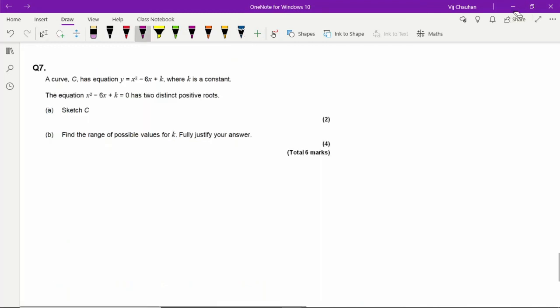So as always, it's always good practice for you to state what topic this question refers to. So this is referring to discriminants and sketching quadratics.